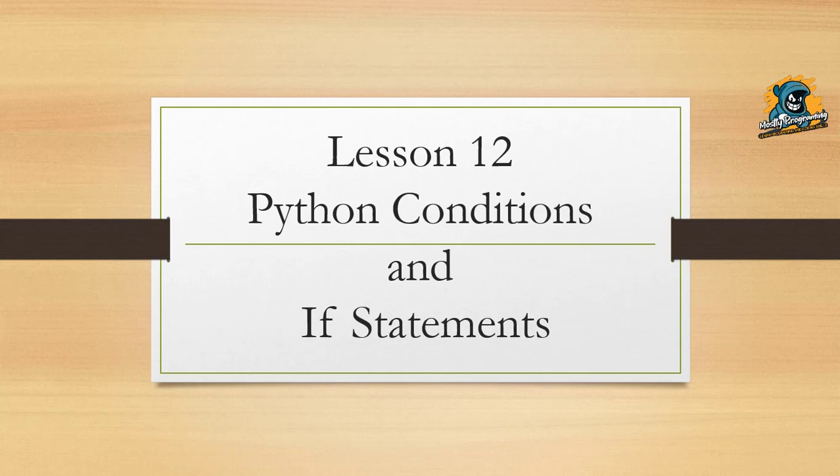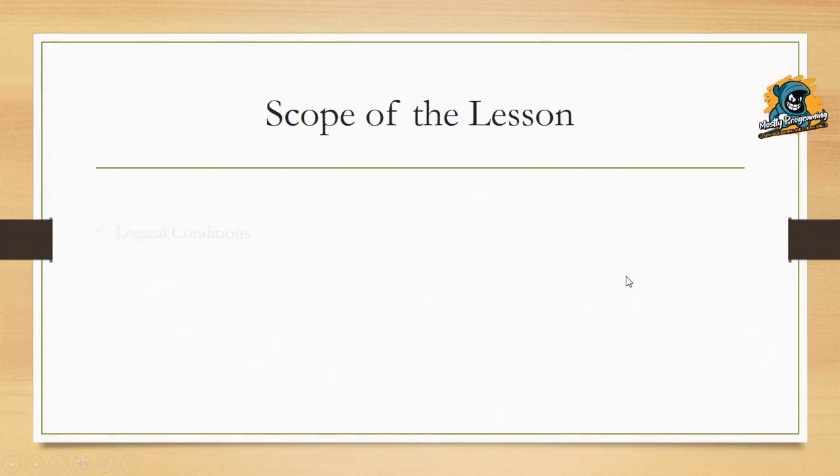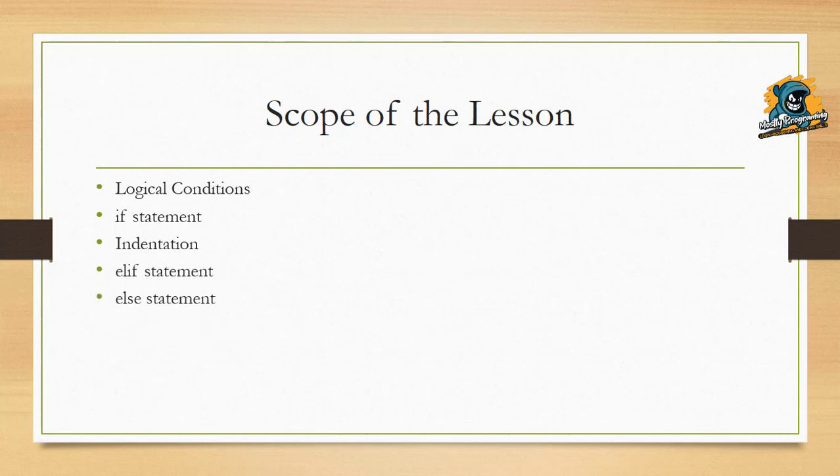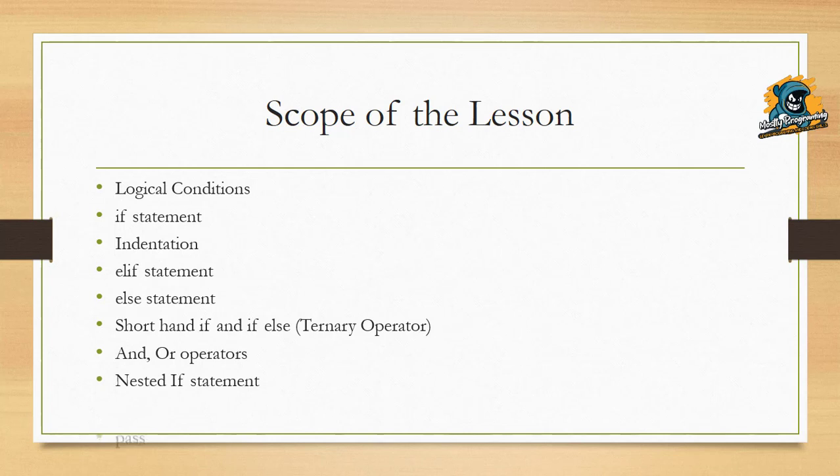Let's get started. The scope of this lesson is we are going to see the logical conditions, the if statement, the concept of indentation, which we have already discussed, but we are going to see it more clearly while using the if statements, the elif statement, the else statement, shorthand if and if else, which is the ternary operator. If you know the programming language C or C++, you must be knowing what the ternary expression or operator is. And also we are going to see the and, or and not operators. Also the nested if statement and the pass statement.